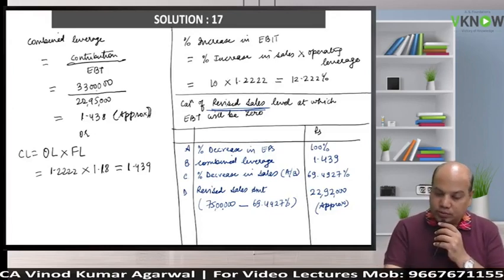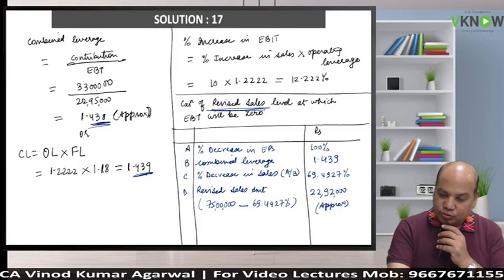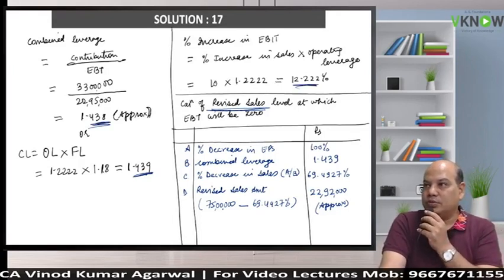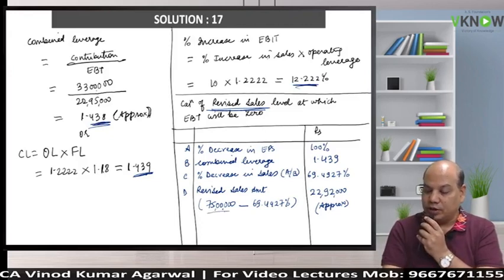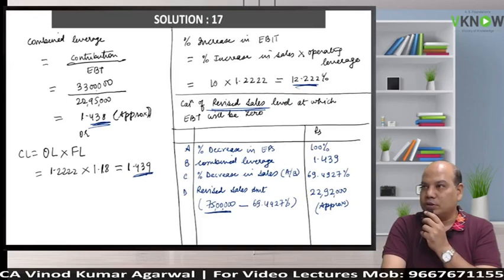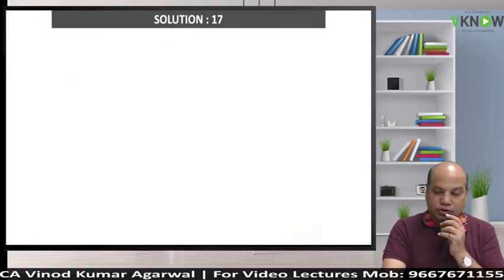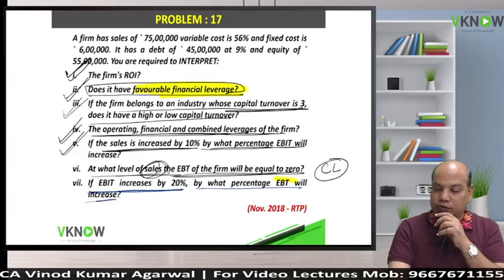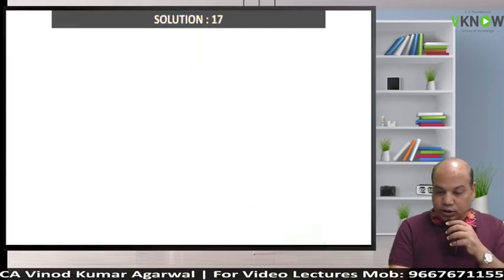Because all these numbers that we have used are rounded off in 2, 3, 4 digits. So, and the amount is huge, 75 lakh. So you get a difference of few hundred to few thousand rupees here. Anyway, last question. If EBIT increases by 20%, by what percentage EBT will increase? So write down last answer.